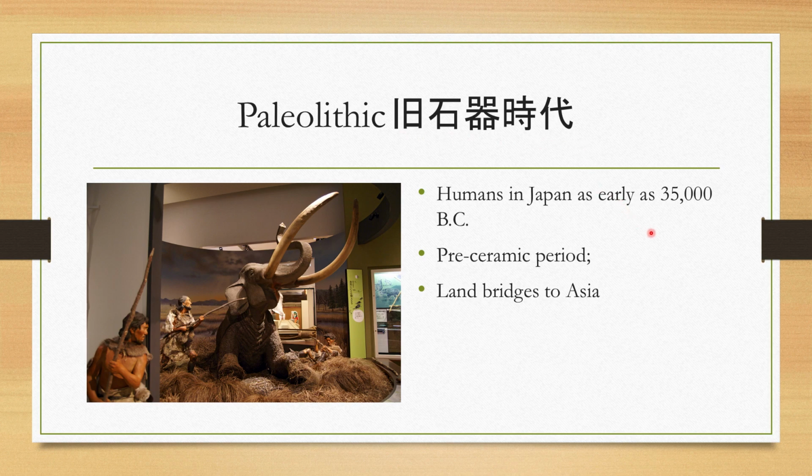So it's thought that humans were in Japan, on the Japanese archipelago, from as early as 35,000 BC, and they would have come over on land bridges that were connecting Korea with Kyushu, and the ocean levels were much lower at this time, so they probably could have just walked over.